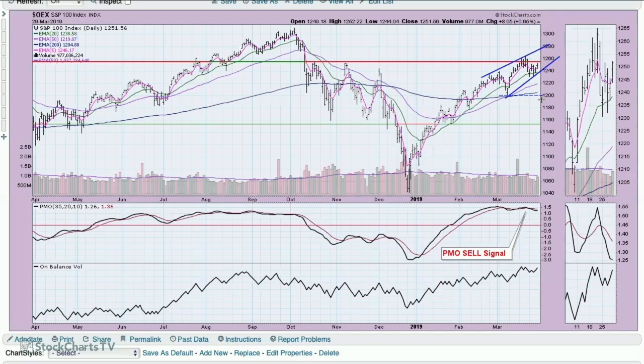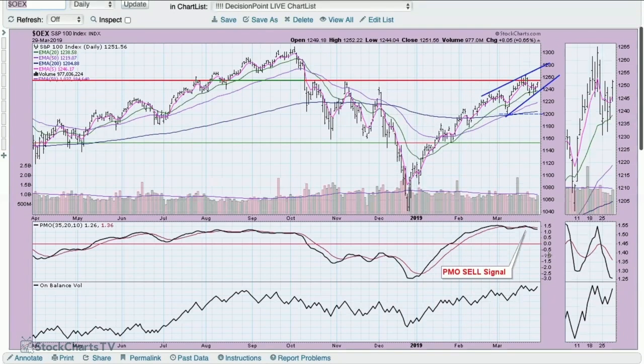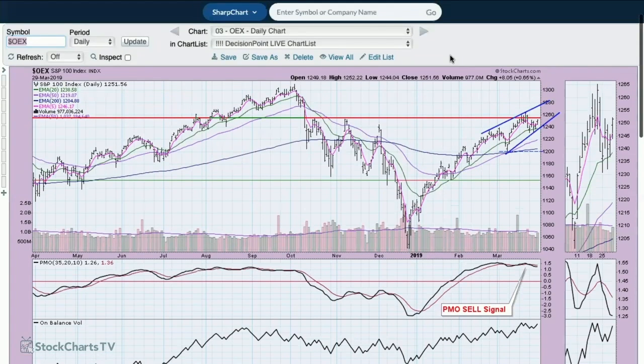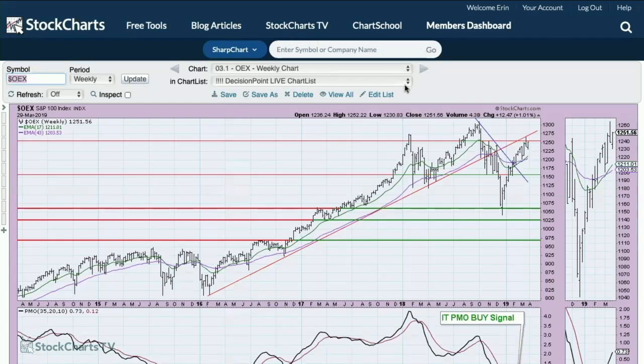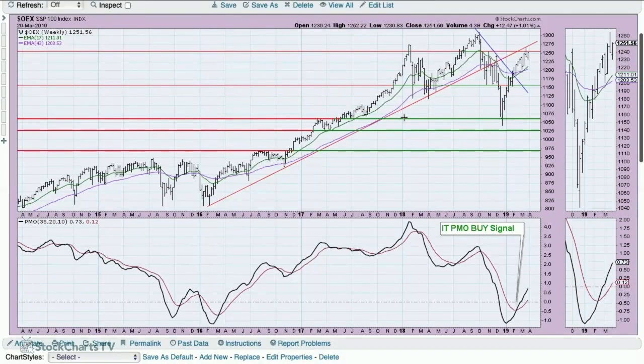OEX, rising wedge, you're going to see the same on the S&P 500. Deceleration on the PMO, but we're not seeing a bottom just yet. The expectation is, of course, that's a bearish wedge, and you expect a drop below a breakdown.